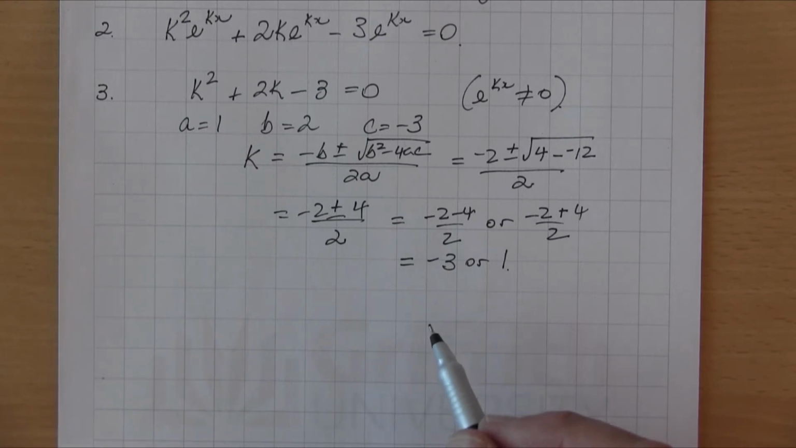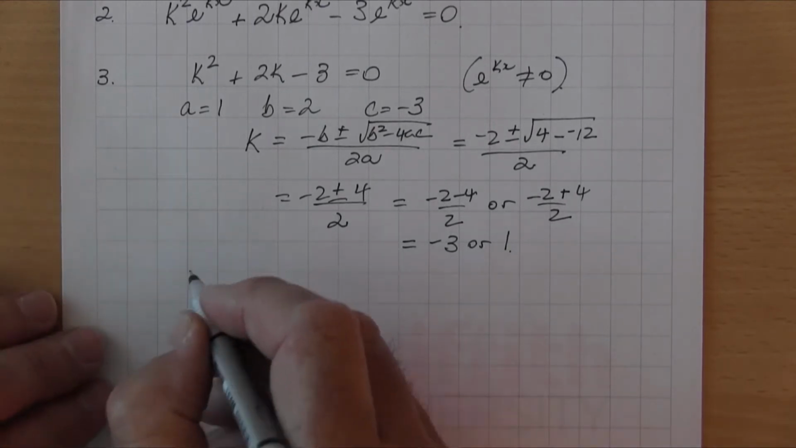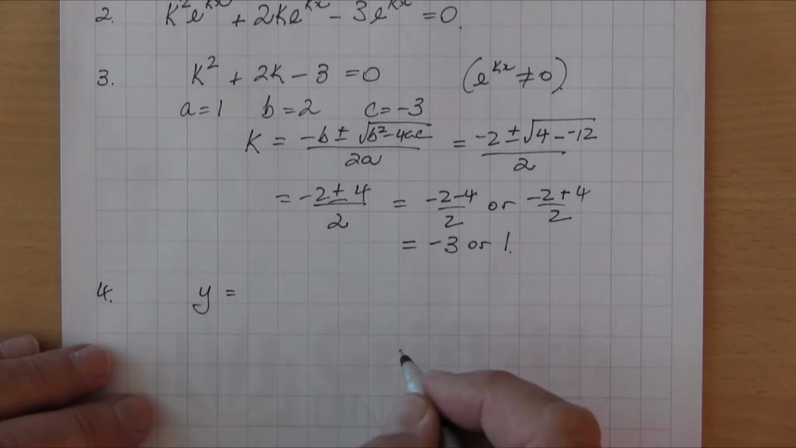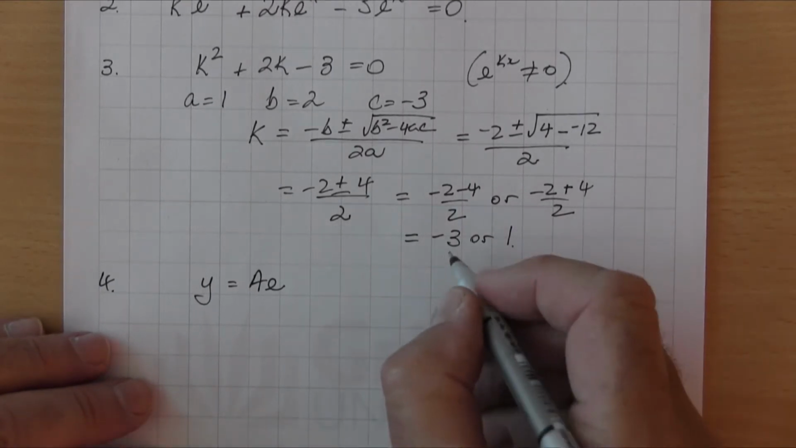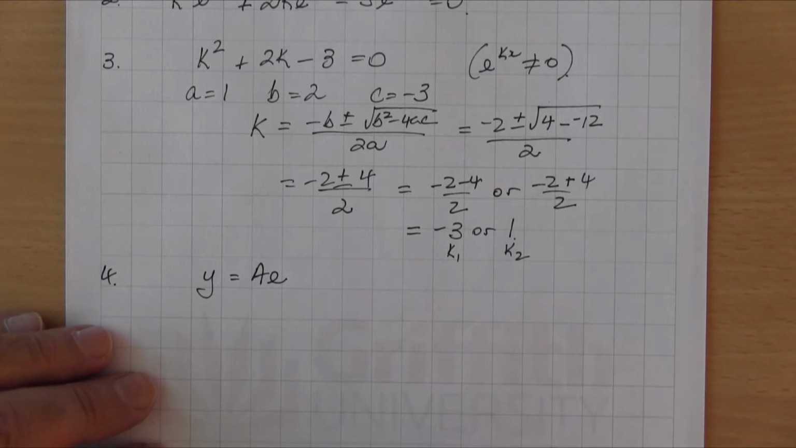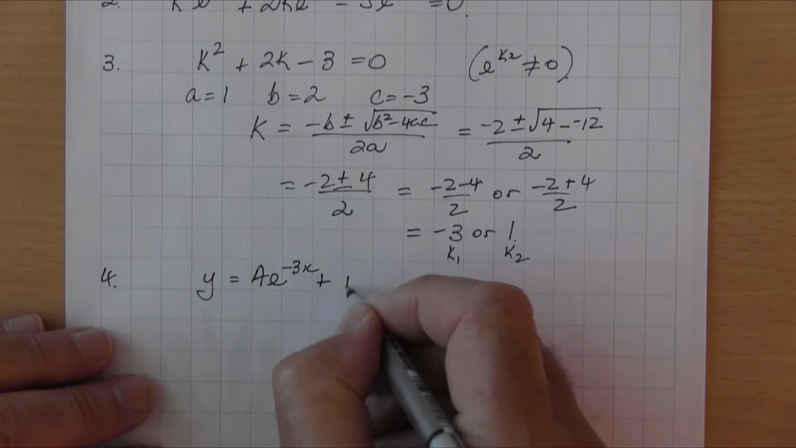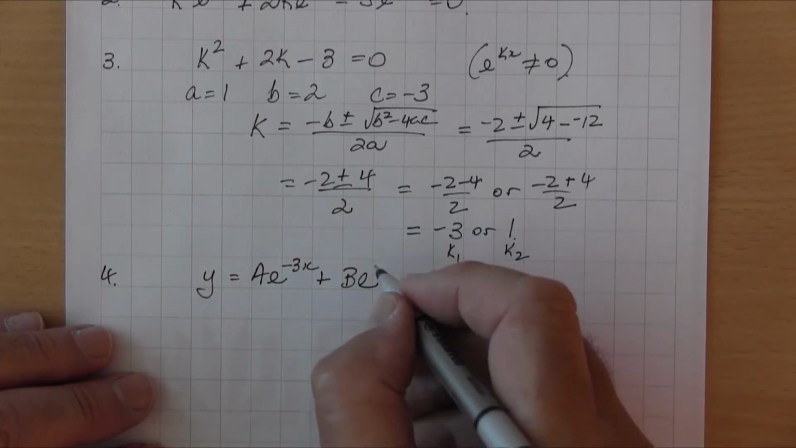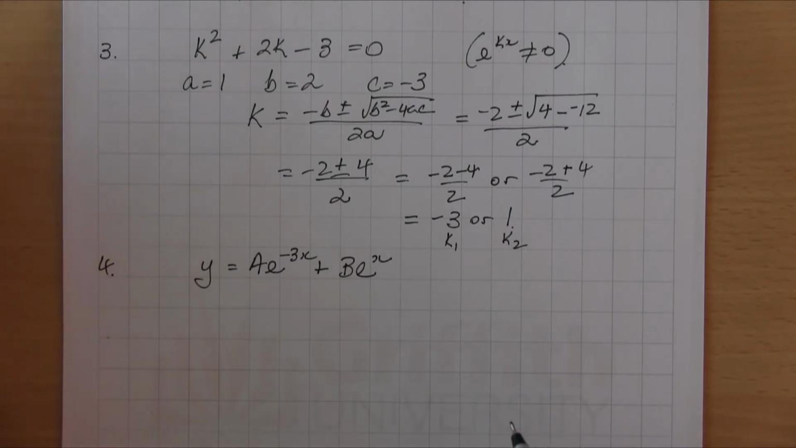Alright, so that'll allow us then to state our solution as y equals A e to the k1, so we'll make this one k1, this one k2, it does not matter which one you make k1 or k2. So A e to the minus 3x plus B e to the k2 x, k2 is 1, so 1x, which is just e to the x. Okay, now that's the general solution.